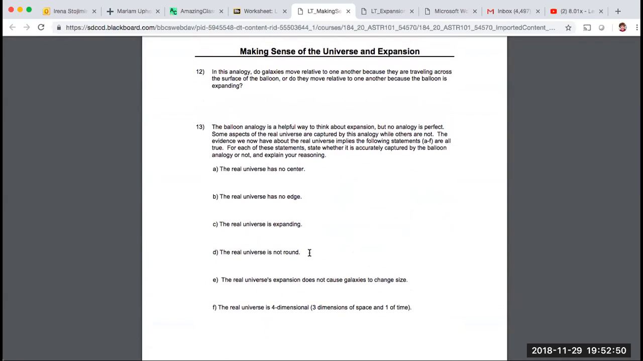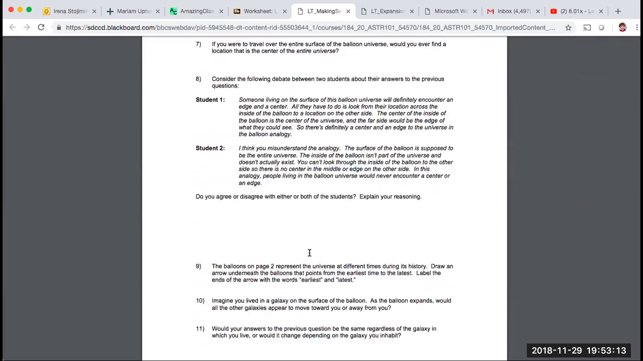Okay, so question 12 then. In this analogy, do galaxies move relative to one another because they are traveling across the surface of the balloon, or do they move relative to one another because the balloon is expanding? They move relative to one another because the balloon is expanding. Yes. And let's go back to the balloons.